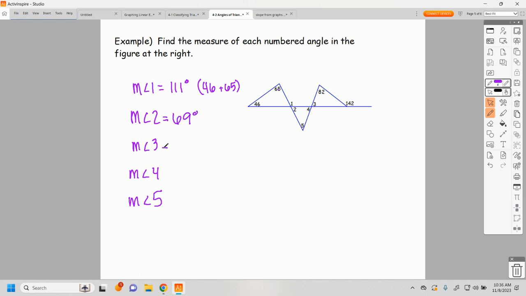Now, angle 3, guys, you're still using the exterior angle theorem because I know that 82 plus this angle here has to equal 142. So I need to figure out what this angle is to make it add up to 142. So 142 minus 82 is 60.